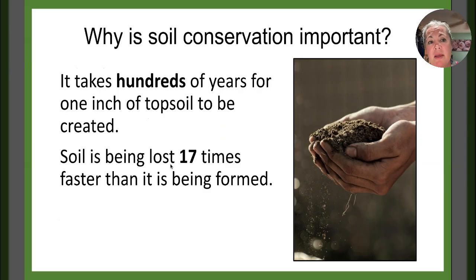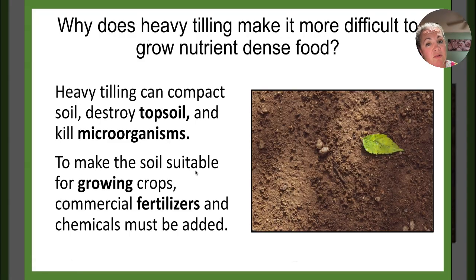Soil conservation is super important because it takes hundreds of years for 1 inch of topsoil to be created. And it can take even longer in areas that don't have a lot of organic matter, don't have a lot of rain, and so it's not contributing any organic matter to the soil. Soil's being lost 17 times faster than it is being formed. And that's because of human practices.